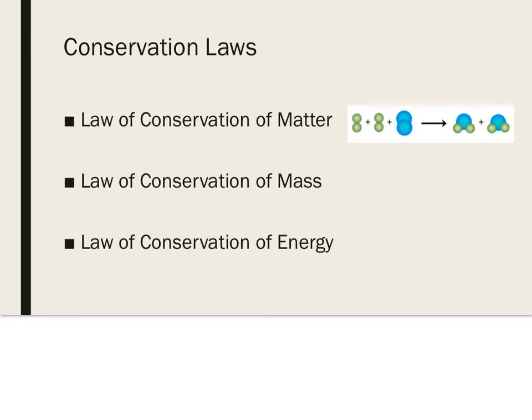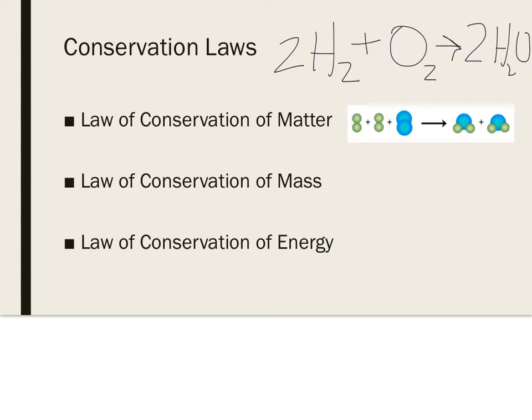So, for example, let's consider the reaction of hydrogen gas and oxygen gas to form water. Let me write that out for you. We've looked at it previously. You've got 2 molecules of hydrogen gas with 1 molecule of oxygen gas, and it's going to yield or produce 2 molecules of water, H2O.